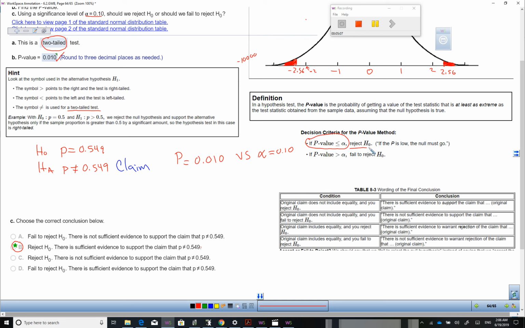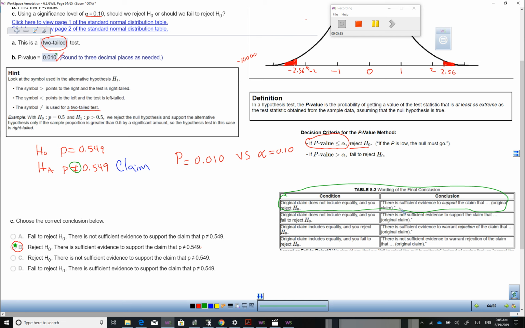So we reject the null hypothesis. And having these two parts, the claim does not contain equality. Notice here the claim does not contain equality. Sometimes the claim is here on the alternative hypothesis. Sometimes the claim is on the null hypothesis. So the claim does not contain equality, and we reject the null hypothesis. It is this case. Okay, it says original claim does not include equality, and you reject the null hypothesis.